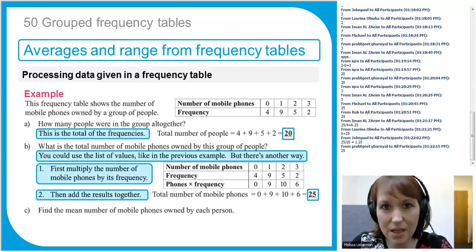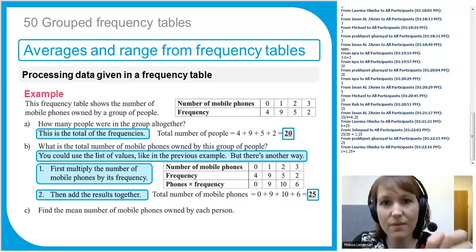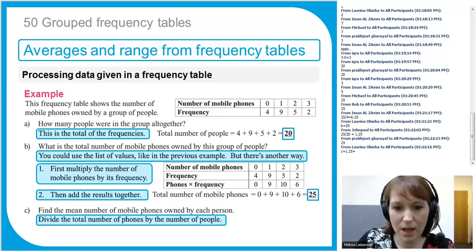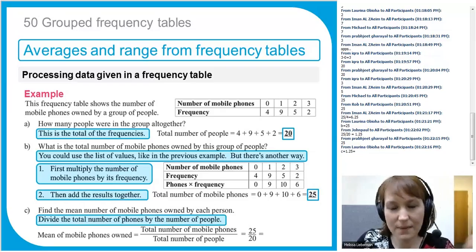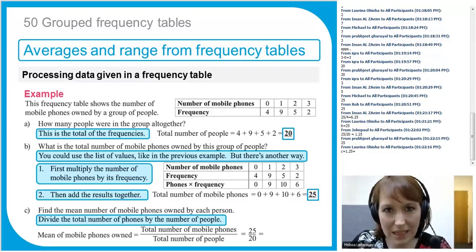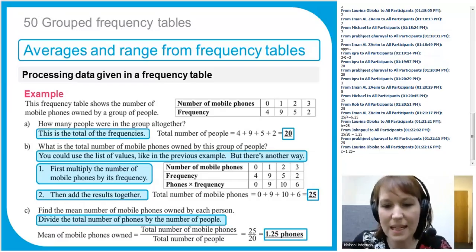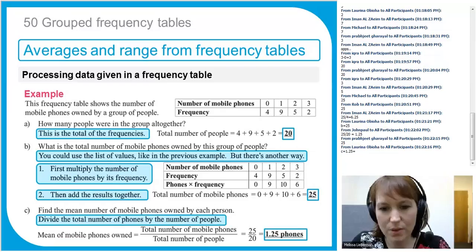So the mean number of phones owned is 25 divided by 20. Perfect. And everyone that's put 1.5, that's correct. So 25 over 20. If you don't have a calculator, you can write it as a fraction and cancel those down. You would get 1 and 1/5, I think. Yep. No, 1 1/4. Sorry. 25 divided by 20, 1.25 phones.